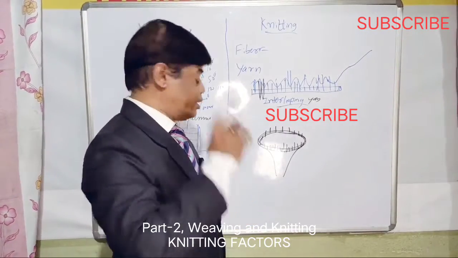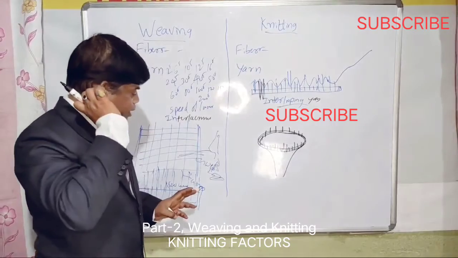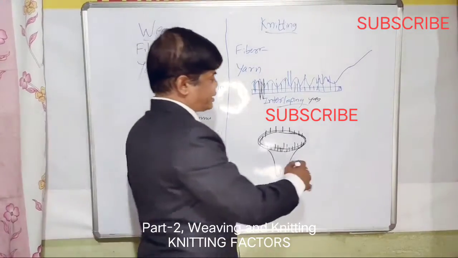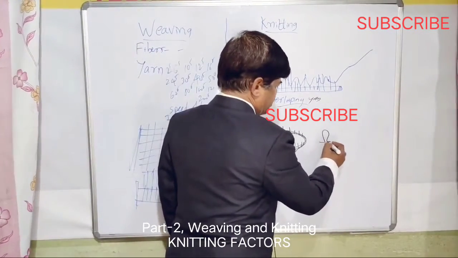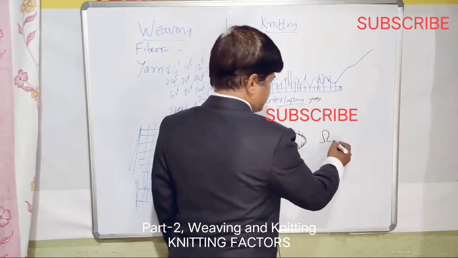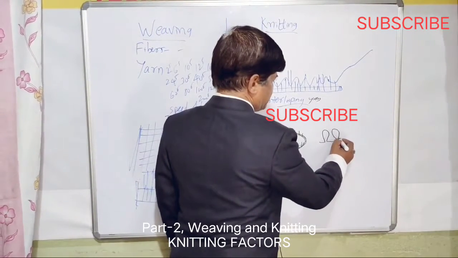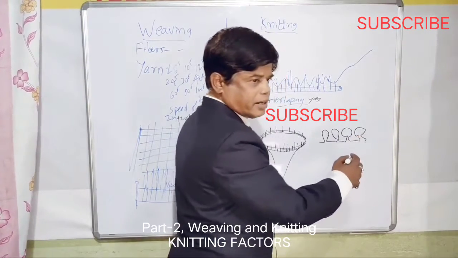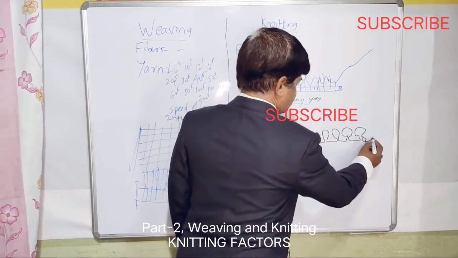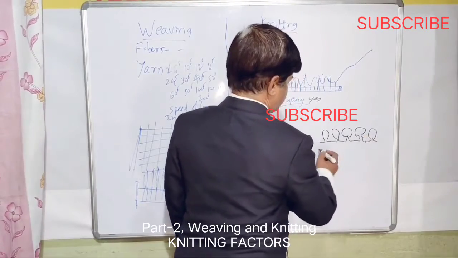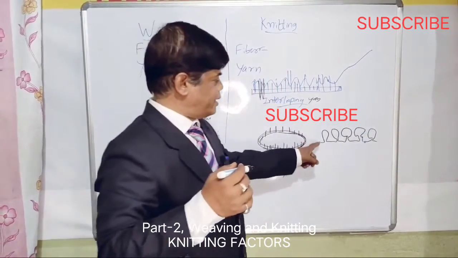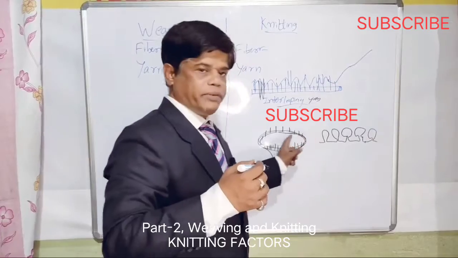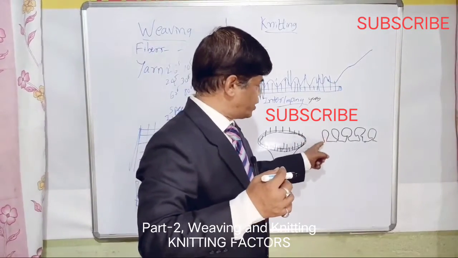In the case of weaving, we say warp and weft. In this case, see, this is one loop. Okay, this is one loop. This is the way of making the yarns into loop form. This single yarn is making this loop. Widthwise, one loop is being made here.